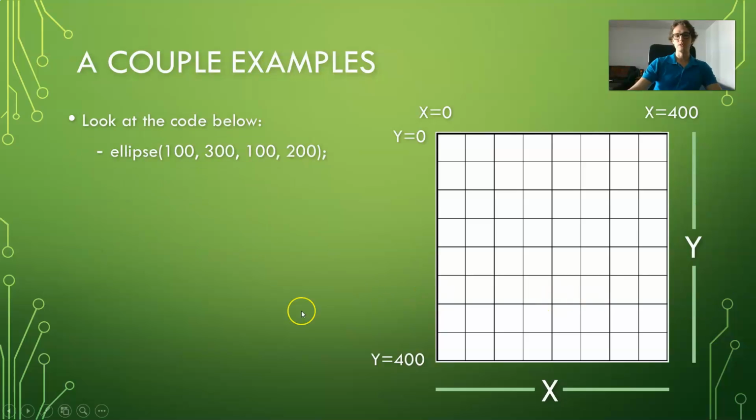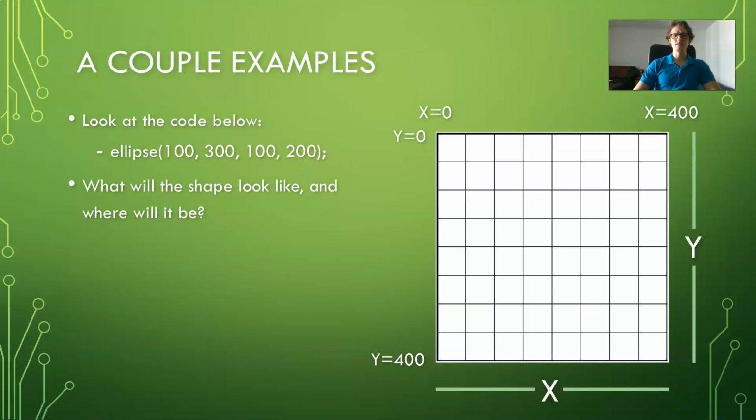Look at the code below. Ellipse, 100, 300, 100, 200. What will the shape look like, and where will it be? Okay? Think about that. Pause the video. Try to imagine on the grid where that's going to be. Okay? Let's take a look. That's where it is. That's what it will look like.